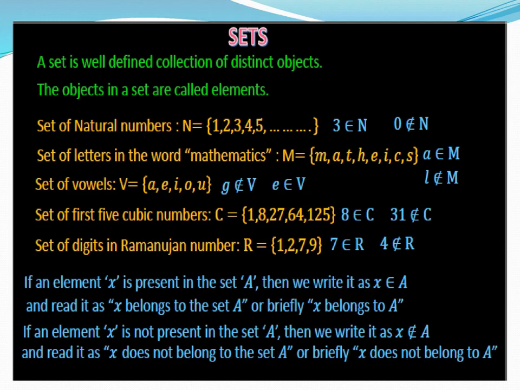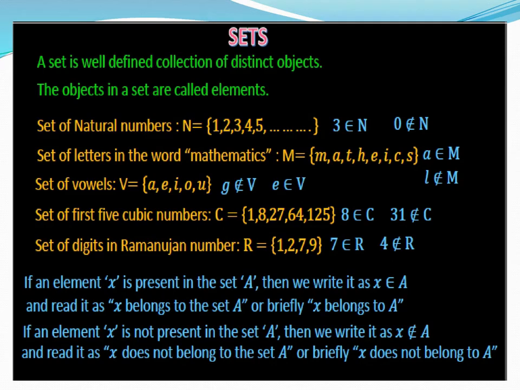Here A belongs to M. A is an element in the set M. But L is not an element in the set M. Then we will write L does not belong to M. A belongs to M. Here three more examples are there.